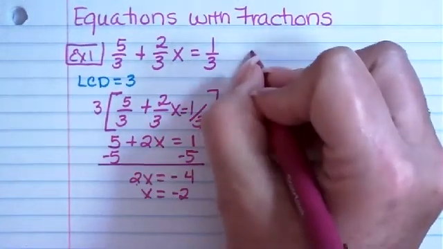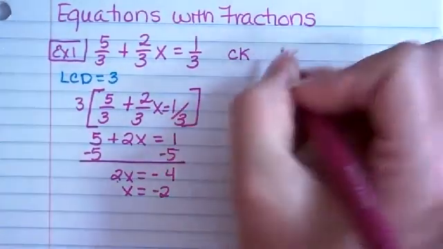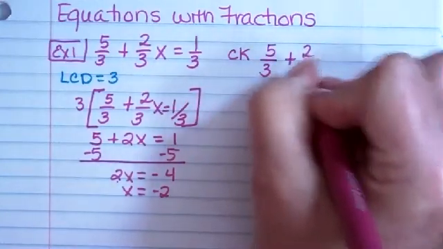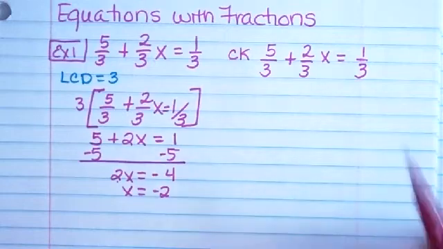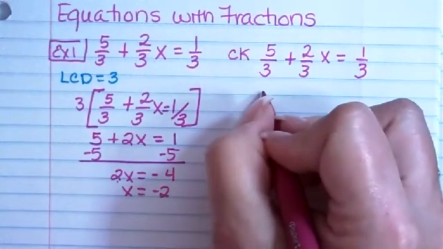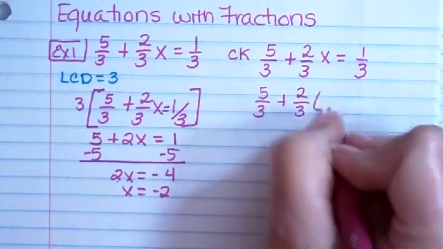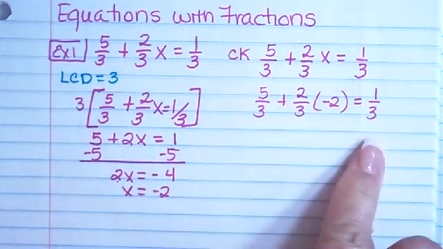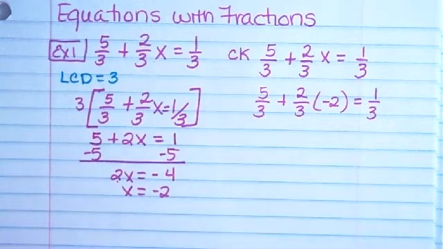Okay, now I do need to check it. I need to check my answer to make sure it's correct. So I'm going to rewrite the original problem. Now I'm going to substitute the -2 in place of the x. On my right side, I have 1/3, but I'm going to use order of operations to simplify the left side of the problem and see if they come out to be the same number, so I know whether my answer is right or not.